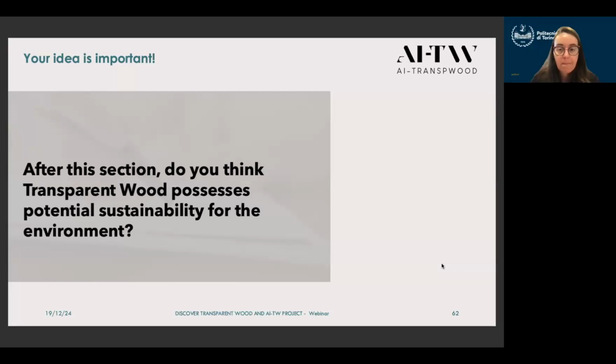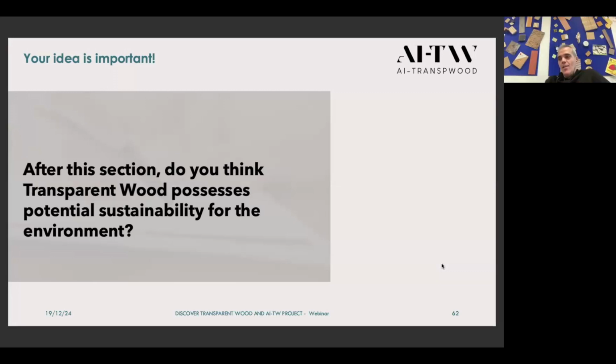If we look at the previous poll on the sustainability of transparent wood, around 56% answered yes, it's sustainable, and 36% of the people said no, it's not sustainable. After this part, what do you think about the sustainability of transparent wood? Will we have the same outputs of the poll, or are you still not convinced, or do you definitely say no again?